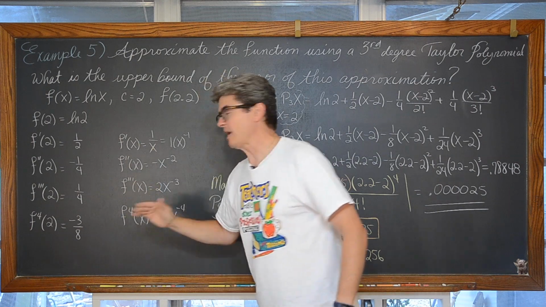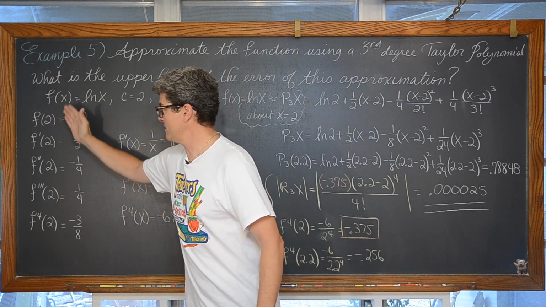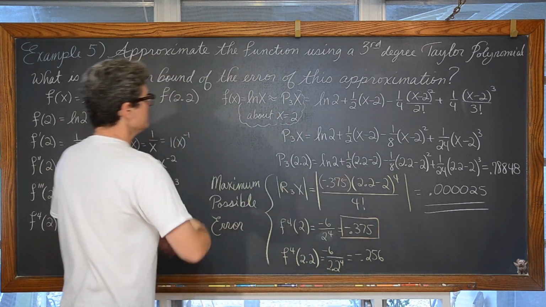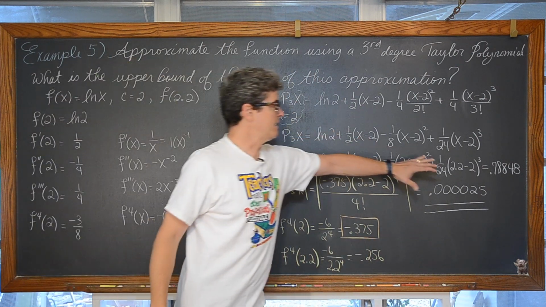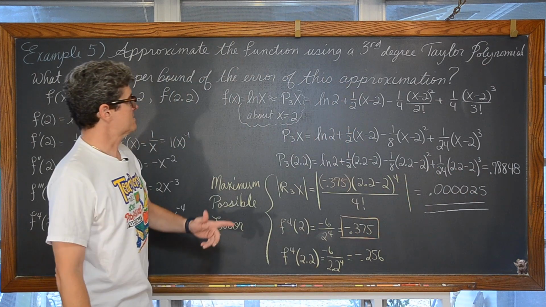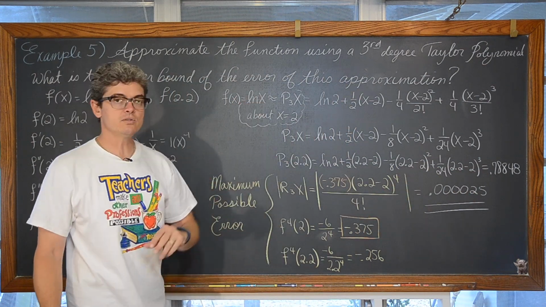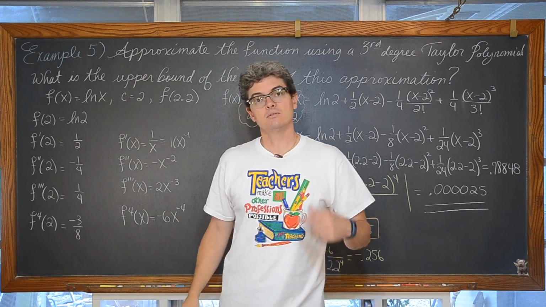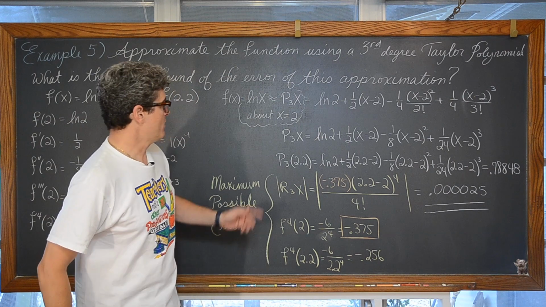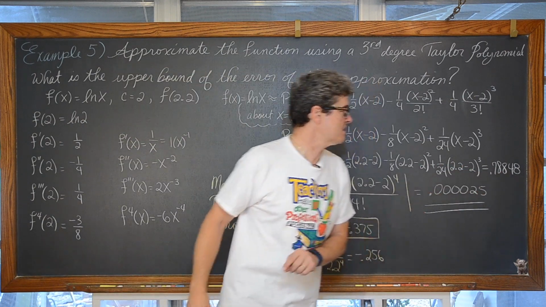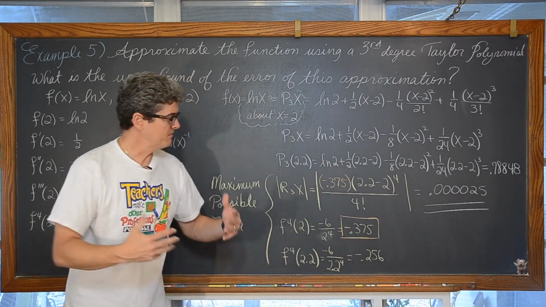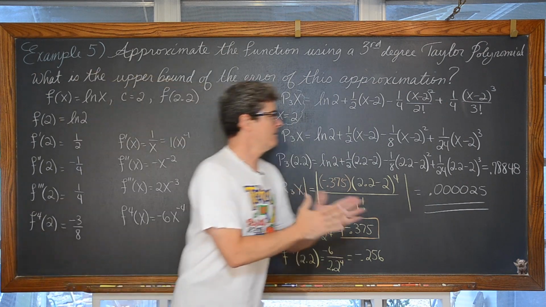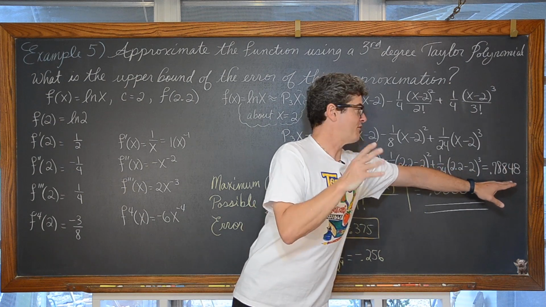After finding that first, second, third, and fourth derivative, we found the function's value and those derivatives around that center of 2, plugged it into the formula, did a little bit of cleaning up, and we got an estimation that the natural log of 2.2, based on what we know it is equal to at 2, the natural log of 2, we got that approximation of 0.78848.